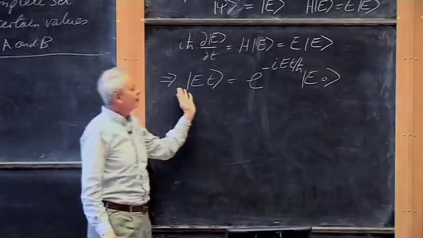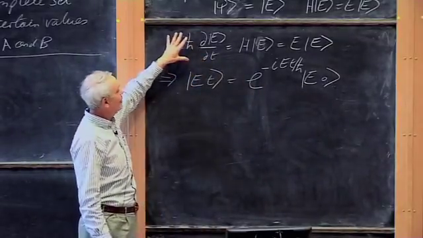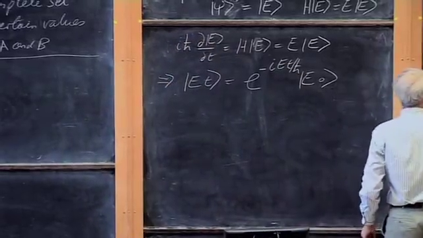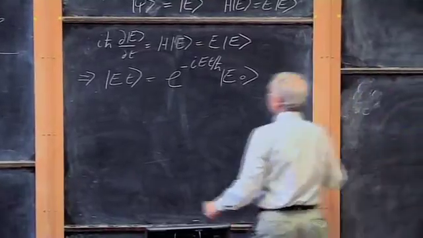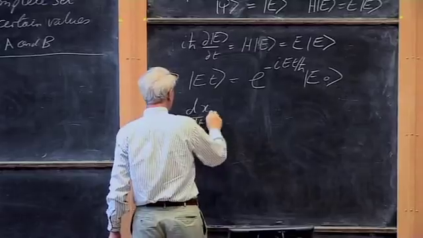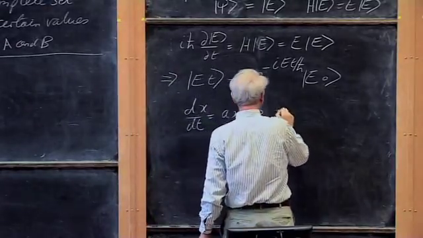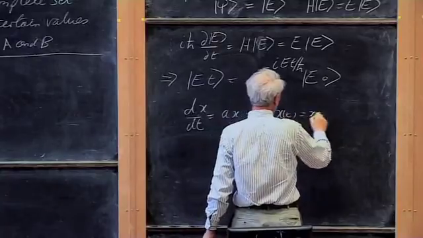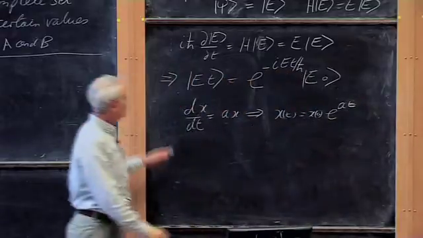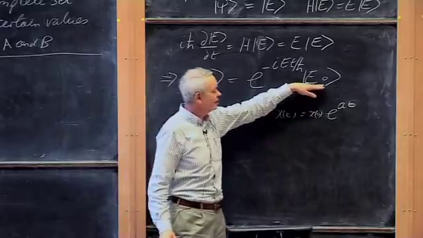So I feel entitled to write this down on the basis of just boring classical mathematics, which says that if I know that dx/dt, where x is some variable, is equal to ax, that implies that x(t) is equal to x(0) e^(at), right? So this familiar result inspires me to write down that.